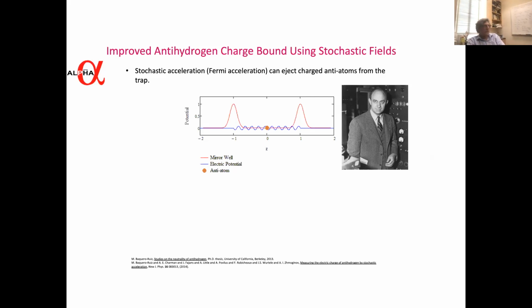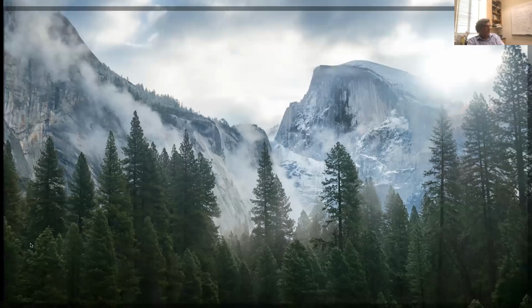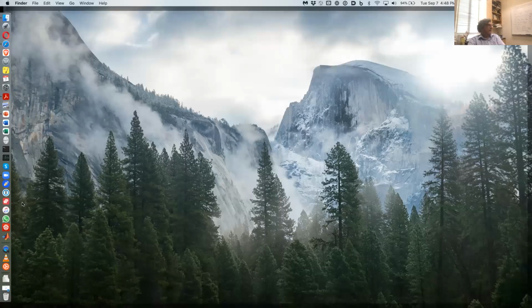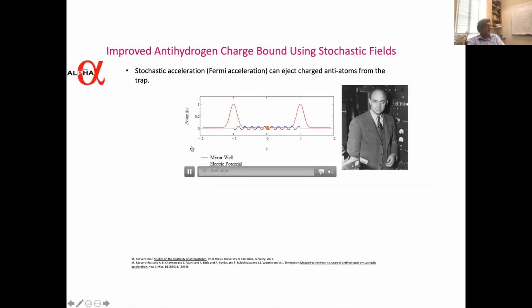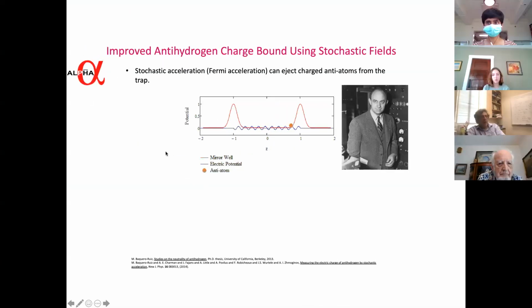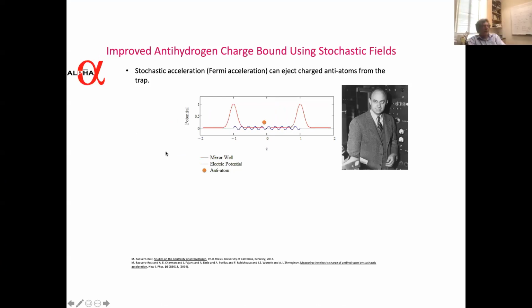But what you can do is actually kick it randomly. So what we actually apply is random electric fields. The gentleman on the right is Enrico Fermi. This is called Fermi Acceleration. It's believed to be one of the processes by which cosmic rays get their energy: as the protons are running around in the galaxy, they get random kicks. So here you see an electric field which is never very big, but it's always randomly going one direction or another, and finally it goes out.